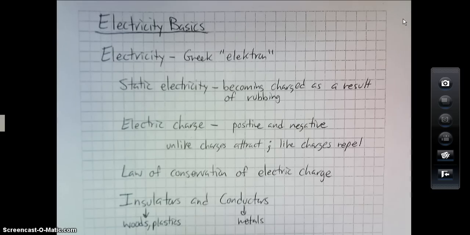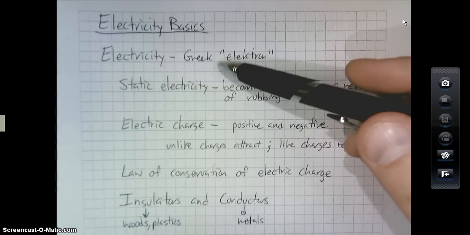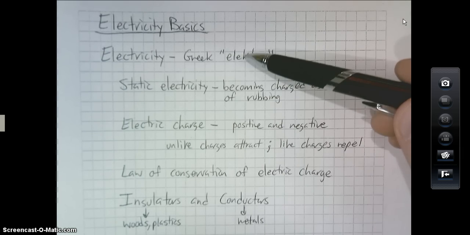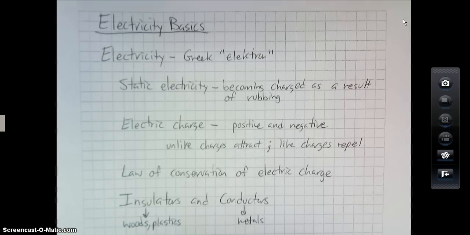Alright, I'm just going to go over some basic terminology with electricity. Just a real quick background there. Electricity comes from the Greek word for electron, because really electricity is about electrons, moving electrons, things like that.